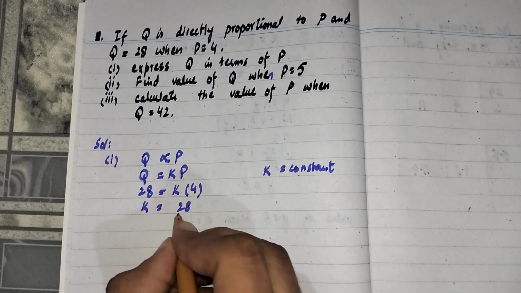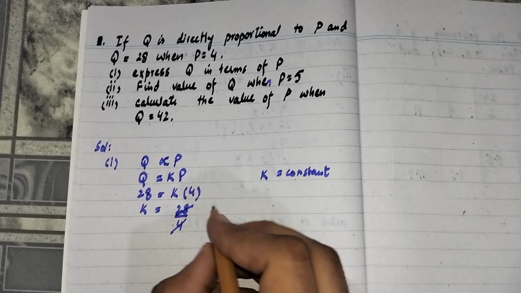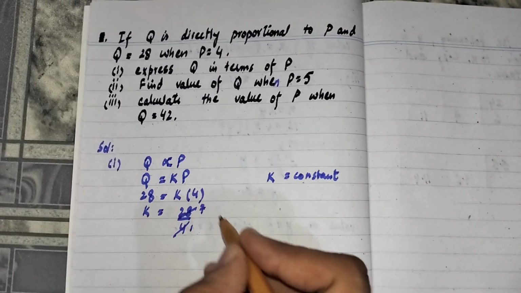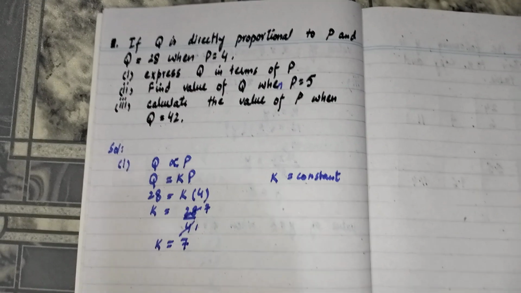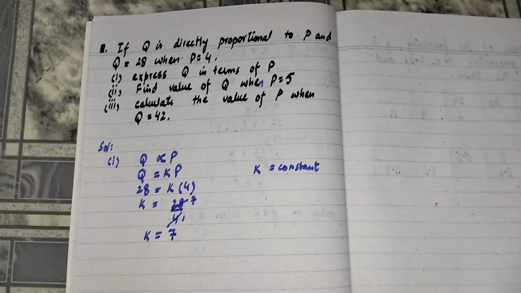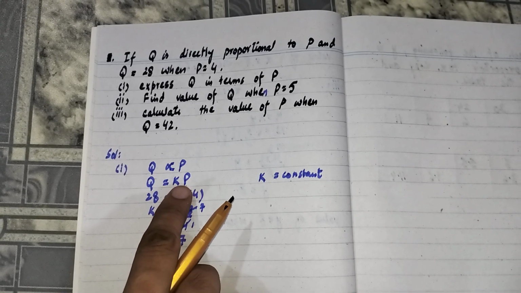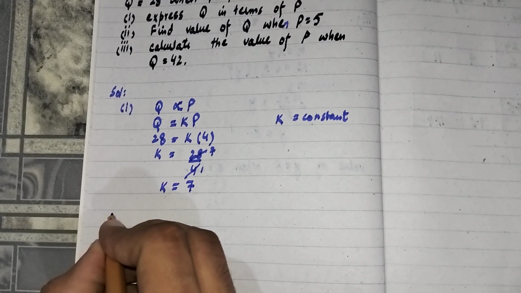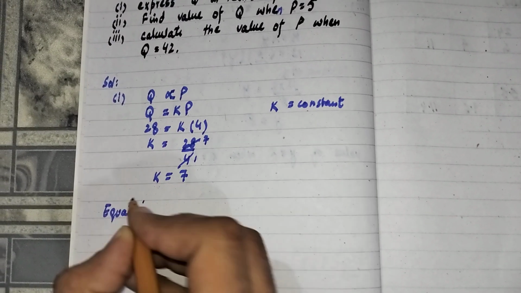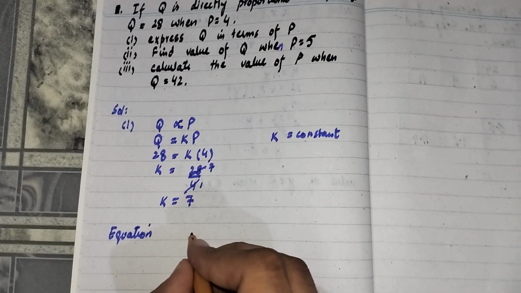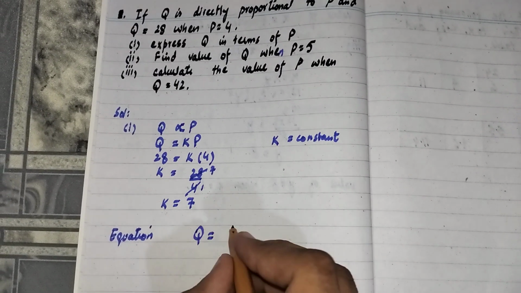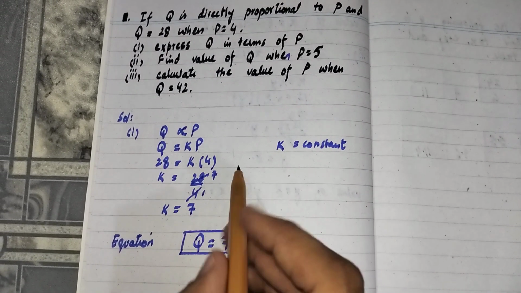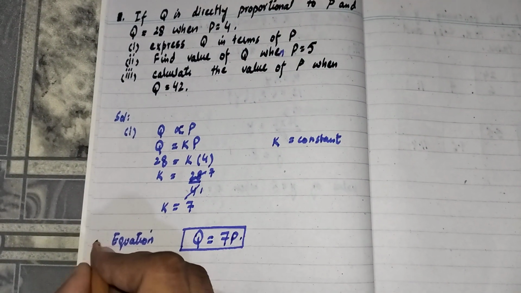K will be 28 divided by 4. 4 5s are 20, 4 6s are 24, 4 7s are 28. So the value of K is 7, which means the constant is 7. When 7 is multiplied by the value of P, it will be equal to the value of Q. So the equation will be Q is equal to 7 into P. This is the equation, or the expression of Q in terms of P. So this is the first part.